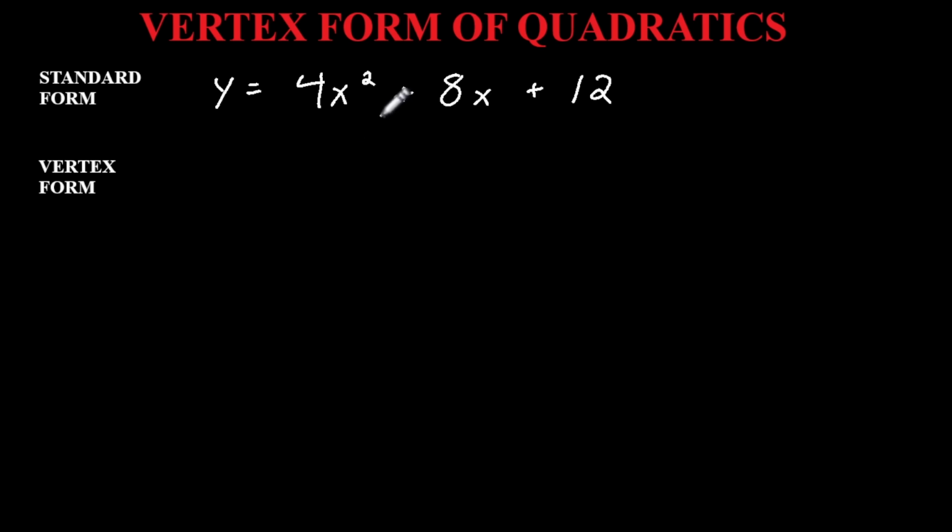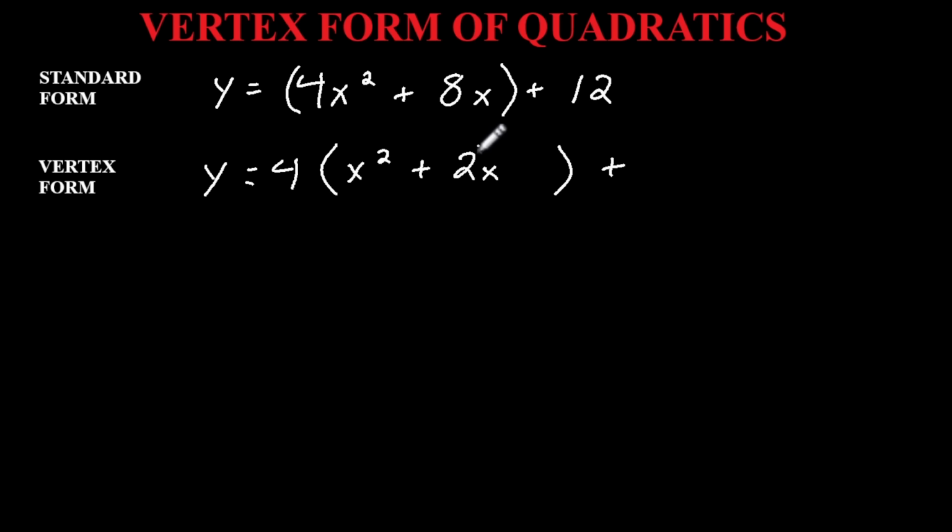So here we have a quadratic where the leading coefficient is not a 1. And when we're changing to vertex form, that does change something. Not much, but you do have to pay attention to it. So I have y equals, and I'm going to group these two together. I'm going to factor out the 4. And then what I have inside is x squared plus 2x.